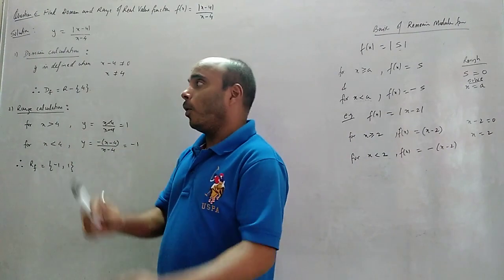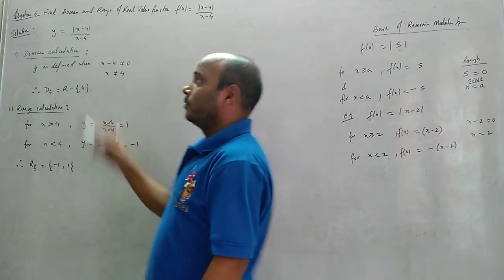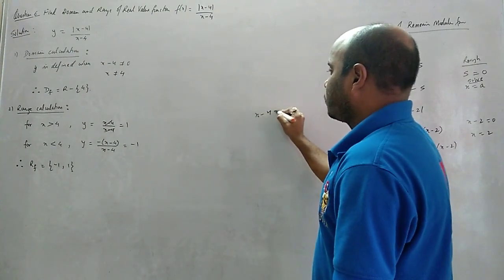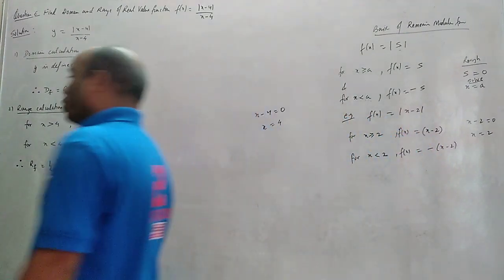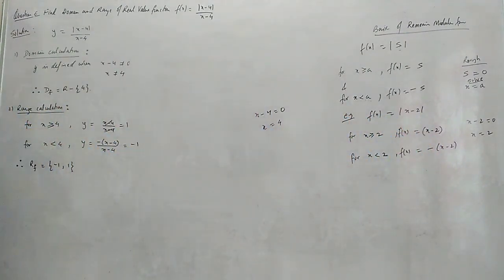Okay, we need to remove mod. So what do we have inside mod? x minus 4. So make x minus 4 equal to 0. So what do you got? x equals 4. Clear? So we will have two limits, greater than or equal to 4 and less than 4.